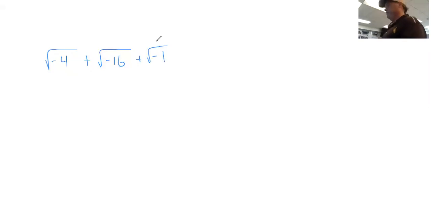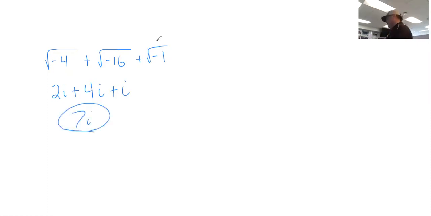So now let's do some examples. I have the square root of -4 plus the square root of -16 plus the square root of -1. Well, the square root of -4 is just 2i, plus the square root of -16, 4i, plus the square root of -1 is i. So I have 2i plus 4i is 6i, plus another i is just 7i. There's my answer.